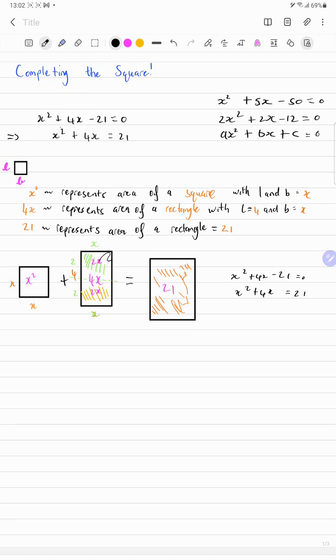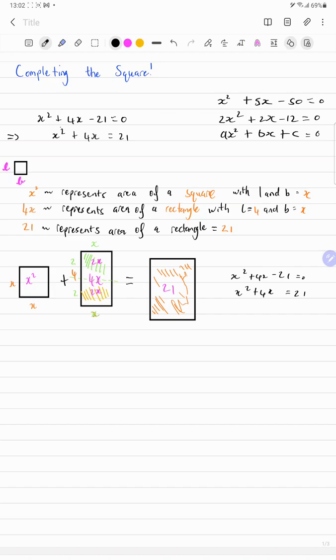But now this is where the visual proof comes in. I'm going to take this top area and this bottom area and attach it to this x squared. Why can I do that? Because I know that the top area has a length of x and the bottom area has a length of x. I'll show you guys now what I mean.